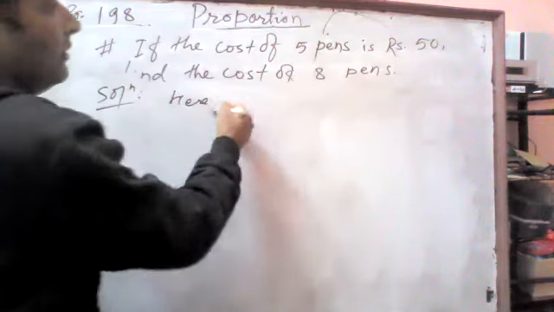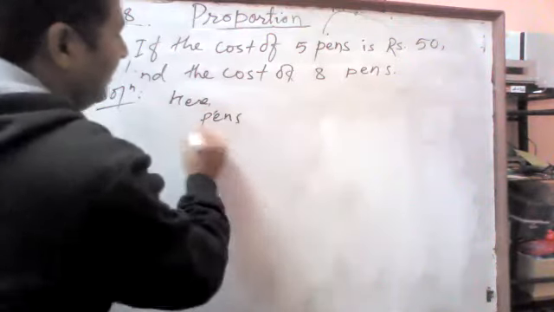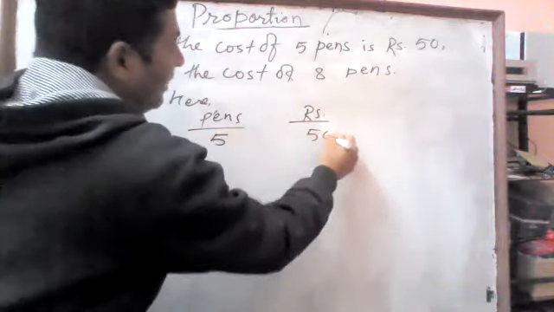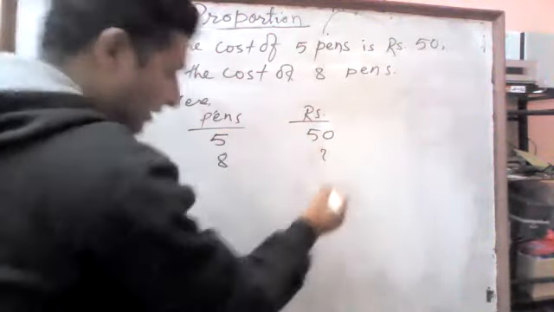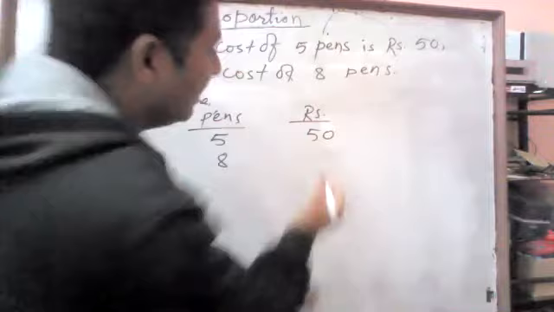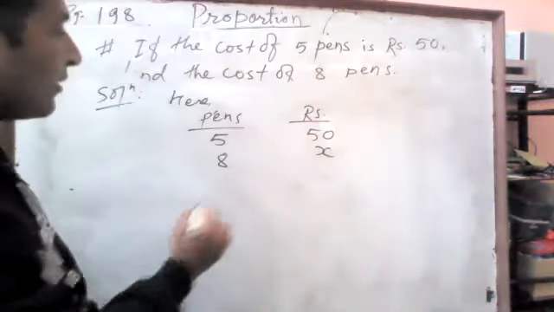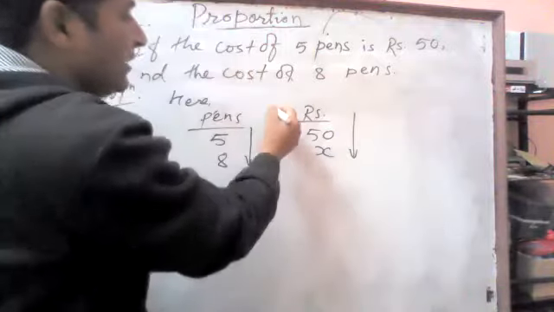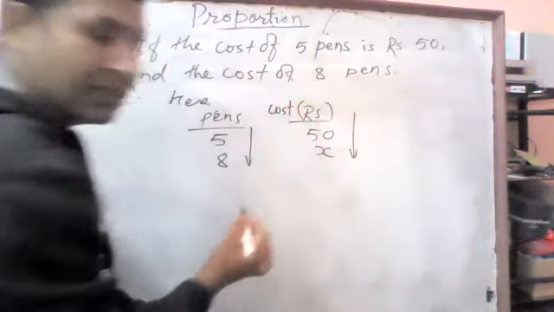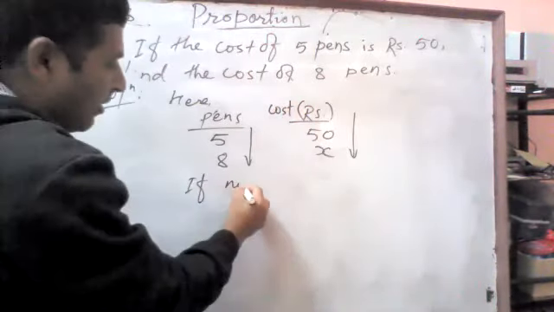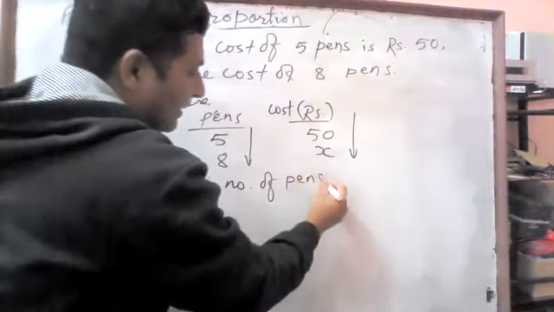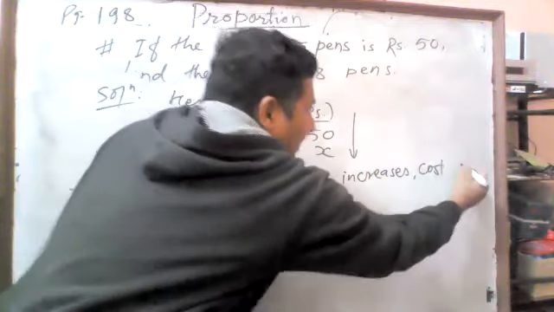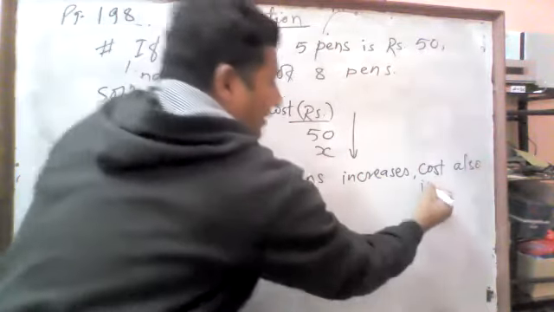Here we write pence and cost rupees in shortcut. 5 pence cost rupees 50. 8 pence cost what? But in this method, we can write here some variable x, and we can compare. If the number of pence increases, then cost also increases. If number of pence increases, cost also increases.